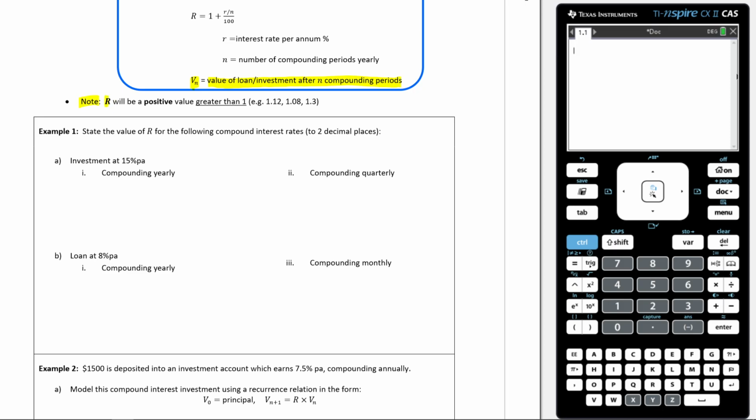And that is that R will be positive. So R will be a positive value greater than 1 for when this occurs. So it'll be 1.12 or 1.08 or 1.3. And we'll talk more about that as well. That's going to be very important, the fact that we have a 1 in front of it. All right, let's now jump into this first example.